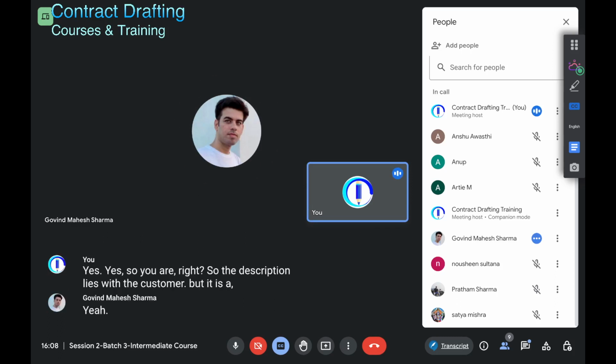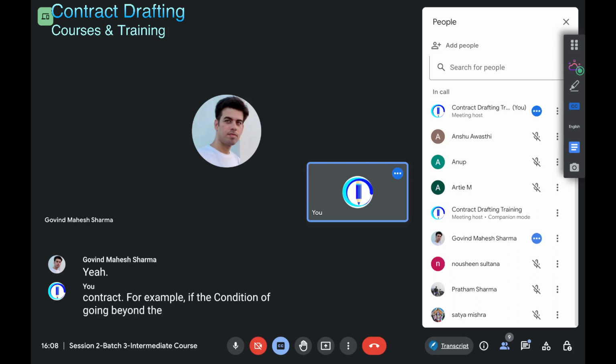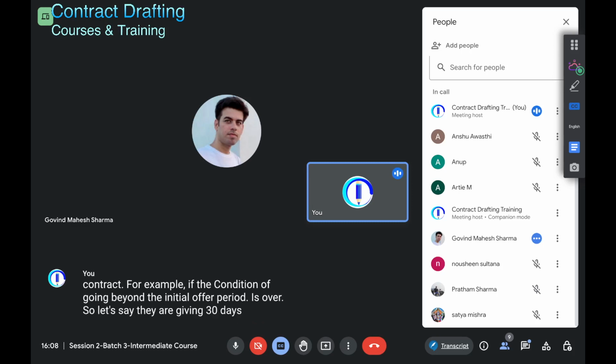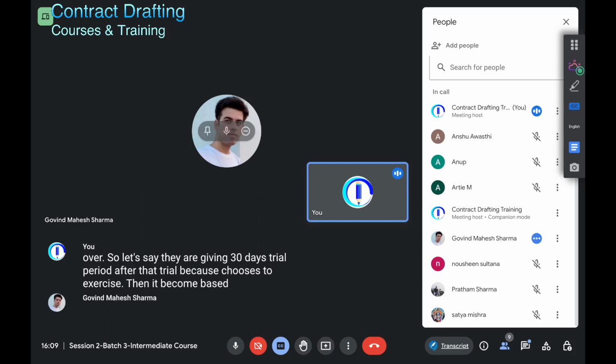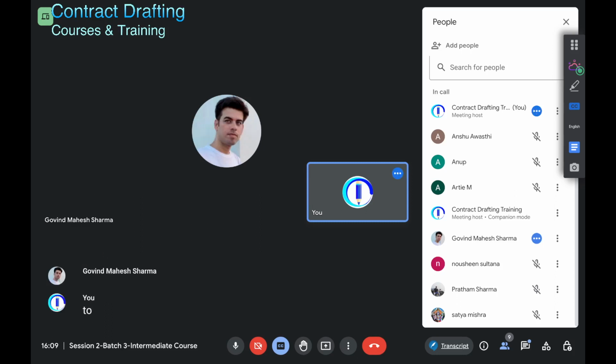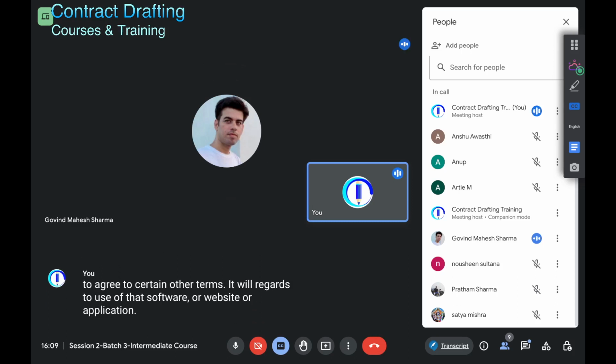So, for example, if the condition of going beyond the initial offer period is over, let's say they are giving a 30 days trial period, after that trial, the customer chooses to exercise, then it becomes an obligation on the customer to agree to certain other terms with regards to use of that software or website or application. But if they are using it for a trial period, then there will be separate terms for that trial.